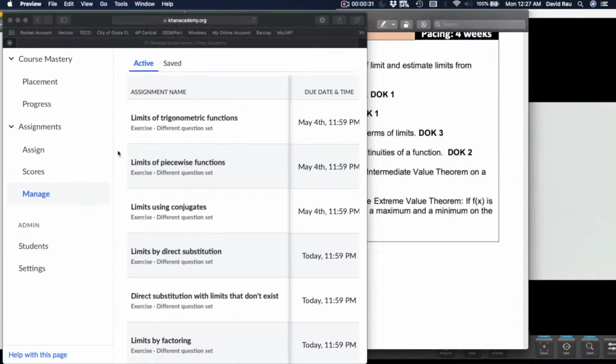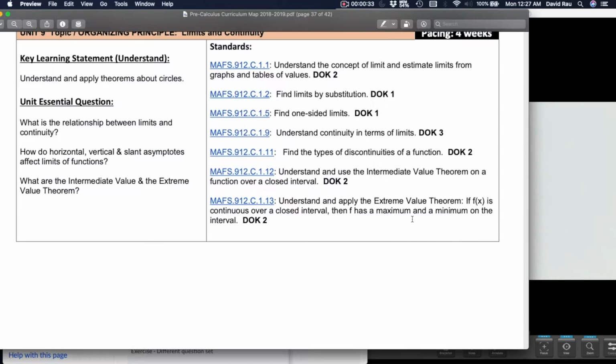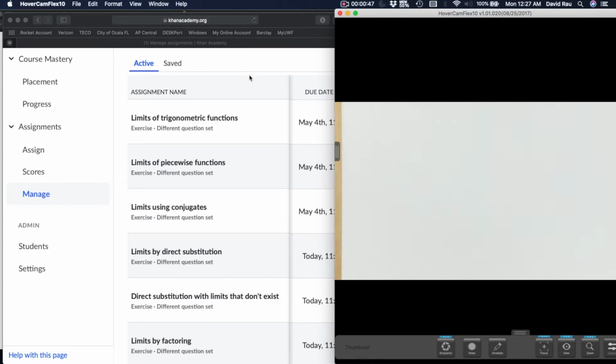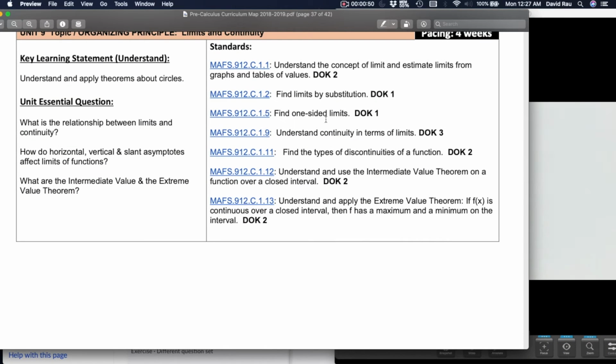And then our last one, limits using conjugates, is still going to be related to the limits by factoring question that you saw last week. So you're going to see 0 over 0 show up, and there's going to be work to do to find the answer. So let's go through the three assignments, but again, at the end of the day, we're working on these two standards right here, which are finding limits by substitution and finding one-sided limits.